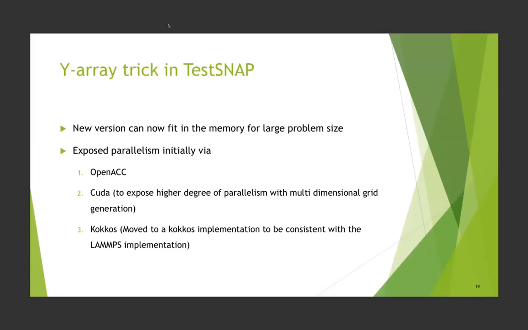At this point, I just want to mention that we went through a lot of different frameworks to expose the parallelism on the GPUs. Initially, we started with OpenACC because it was much easier to start there. We could just distribute the atom and neighbor loop across the thread blocks and threads. Then after a certain point, we switched to a CUDA implementation because we wanted to expose a higher degree of parallelism using a multidimensional grid. And currently we are working on a Kokkos implementation of TestSnap because we wanted to keep it consistent with the Snap implementation available in the LAMMPS package. Next slide, please.